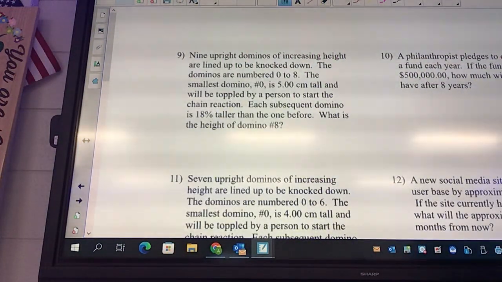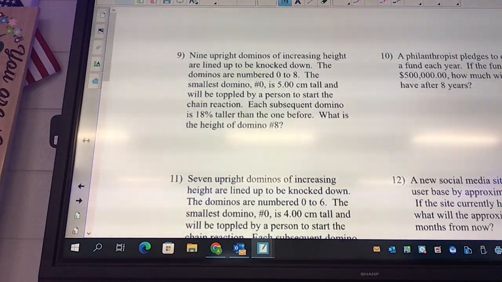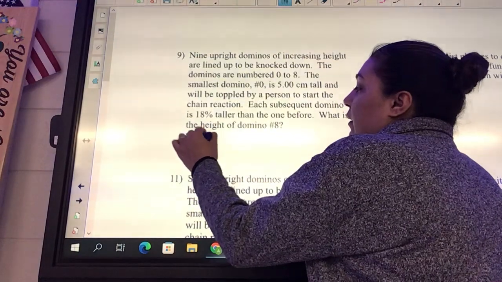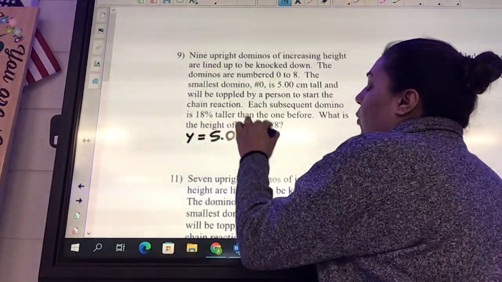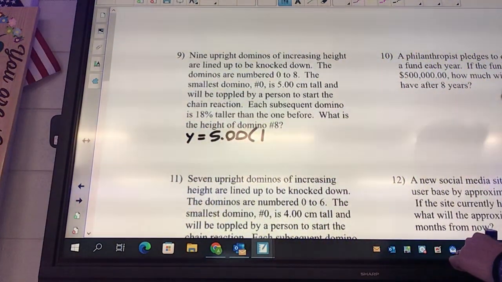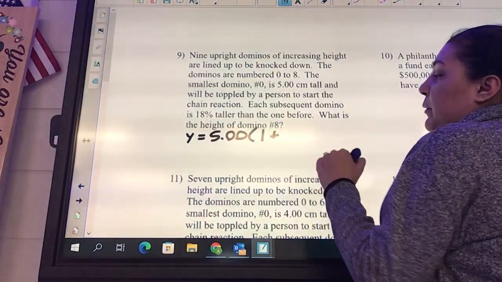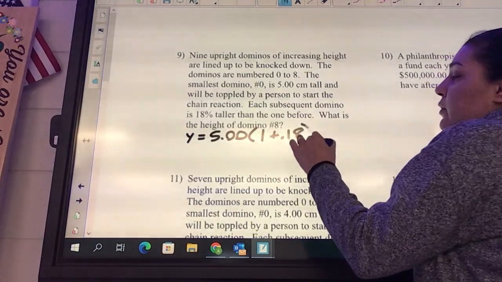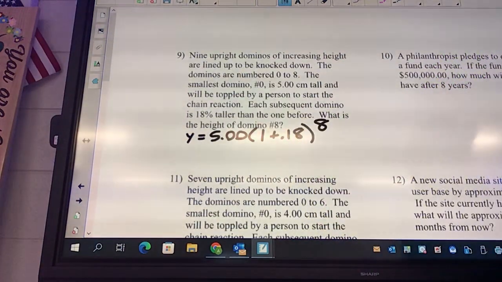9, upright dominoes of increasing height are lined up to be knocked down. The dominoes are numbered 0 to 8. The smallest domino, number 0, is 5 centimeters tall and will be toppled by a person to start the chain reaction. Each subsequent domino is 18% taller than the one before. What is the height of domino 8? So we're going to start out at what? 5 centimeters. One, plus or minus? Plus, because it says you're increasing. Yep, so the dominoes are getting taller at what percentage rate? 0.18 to the 8th.